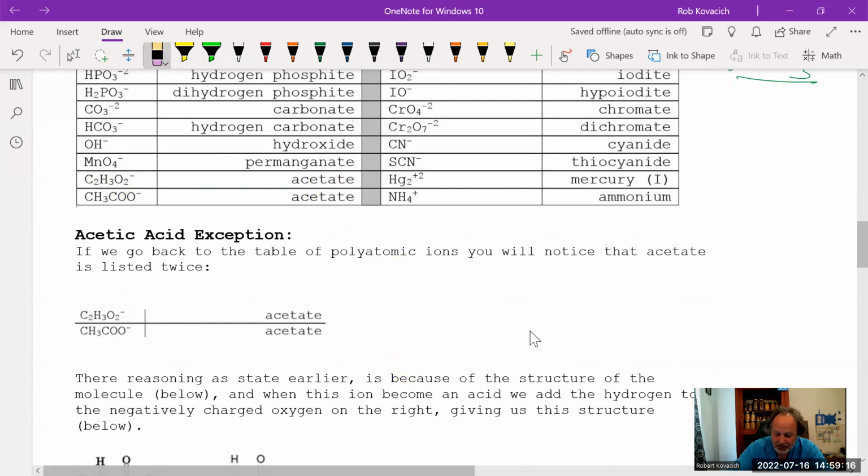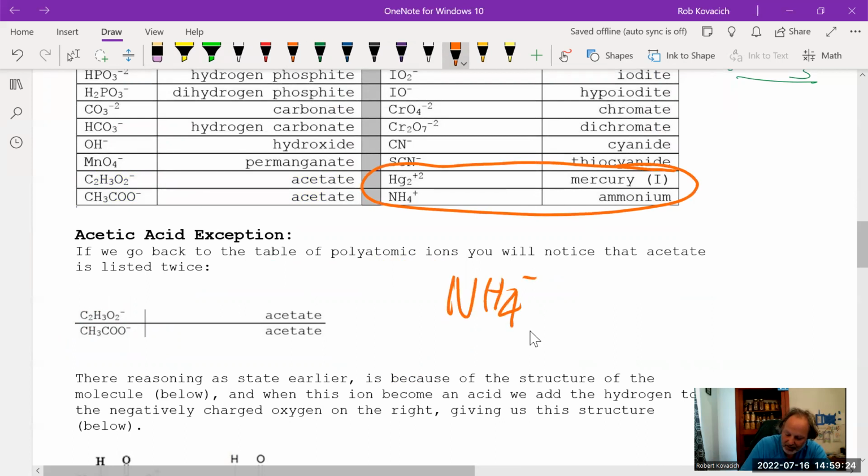And then other things to notice on here is there are only 2 that are positively charged. The ammonium ion, NH4 with a plus charge, and then this mercury 1, which is really weird. So this is two mercuries connected to each other, but each of these mercuries has a plus charge. But since they're connected to each other, the overall charge is +2, which is why it says +2. And this one, we'll talk about a lot more later, but 1 means the charge on each mercury. So the mercury has a charge of +1.